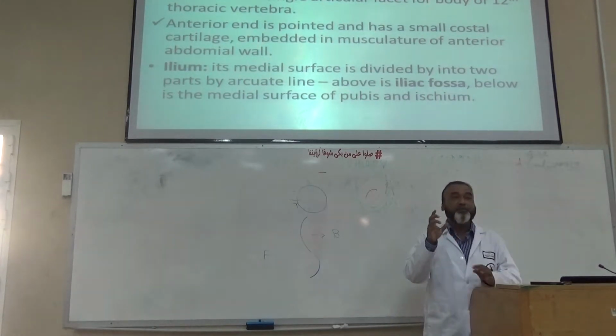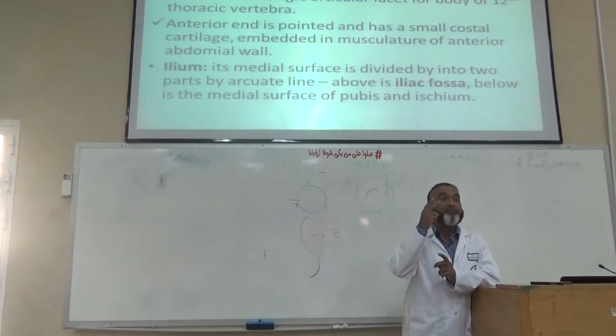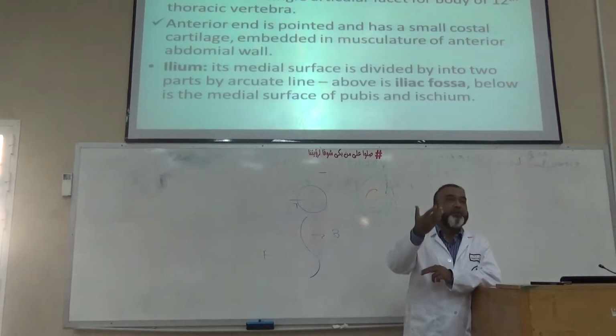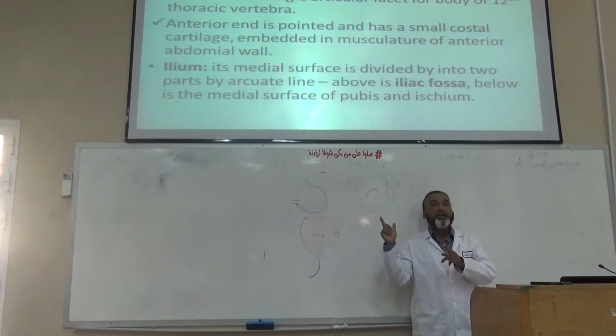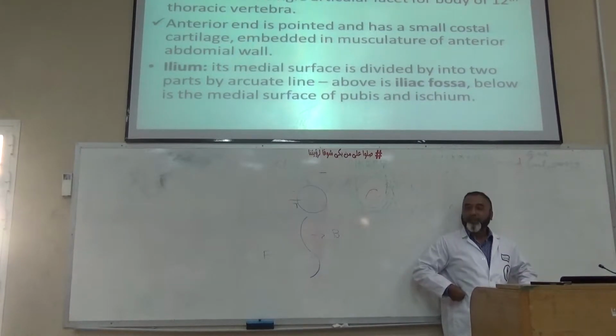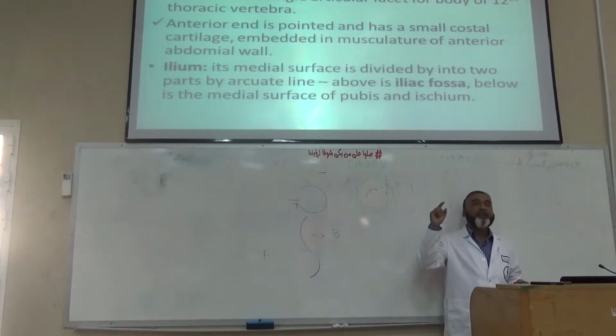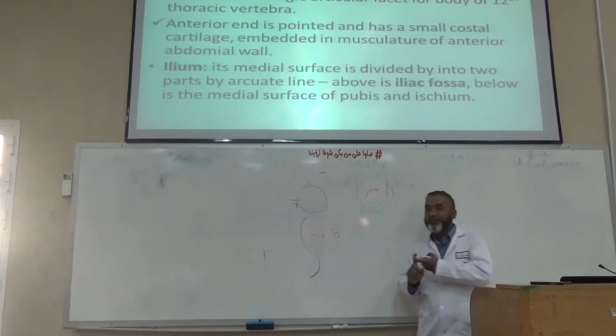For the rest of the ribs, if you remember, the posterior end of the rib has two facets, demi-facets you can say: one for the same number vertebra, one for the vertebra above. But here there is no articulation with the first lumbar vertebra. So the 12th pair of ribs will have a single facet for articulation with the vertebra of its own number.